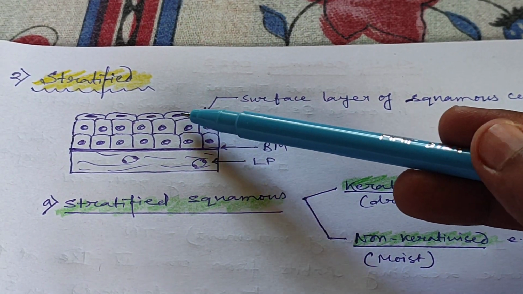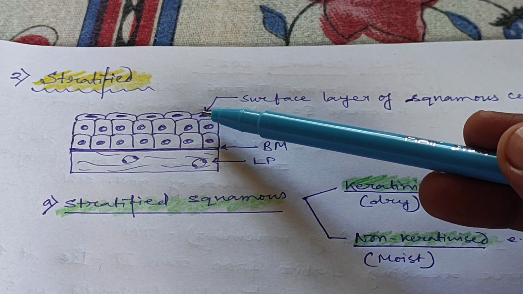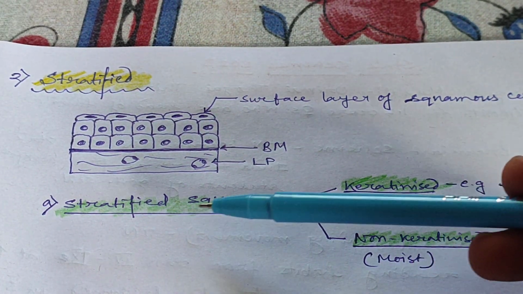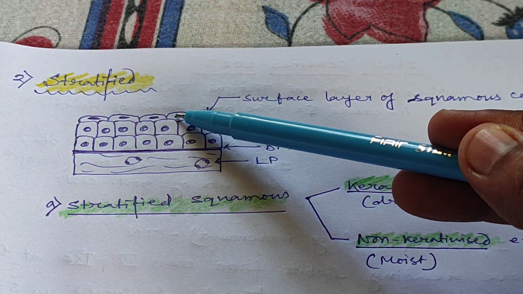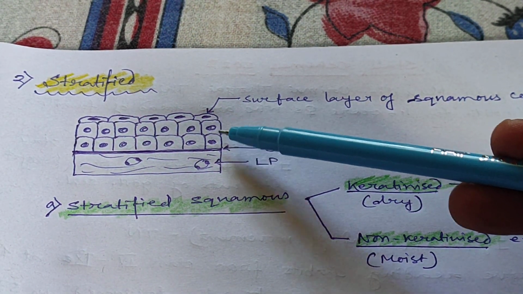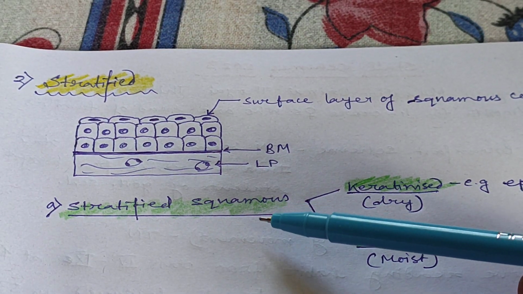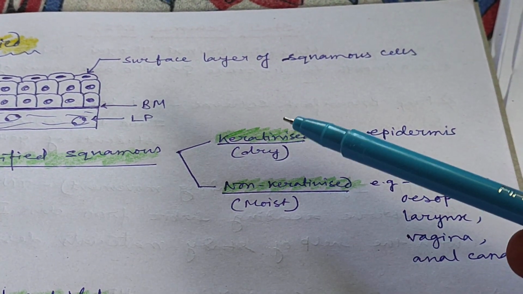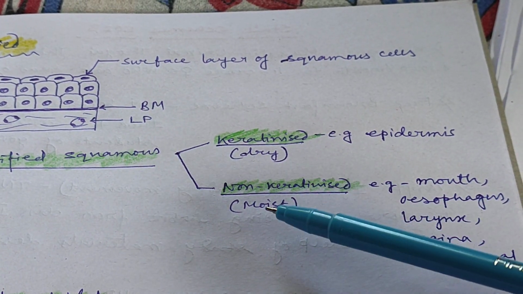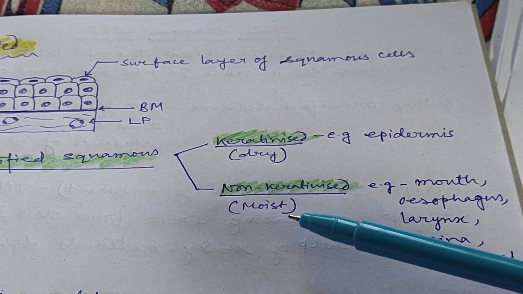Where surface layers of cells are of squamous type, that type of stratified tissue is known as stratified squamous cells. Okay, see here the surface layer of cells are of squamous type, flattened type cells. So this is known as stratified squamous epithelial tissue. These can be of two types, either keratinized or dry, or non-keratinized or moist.